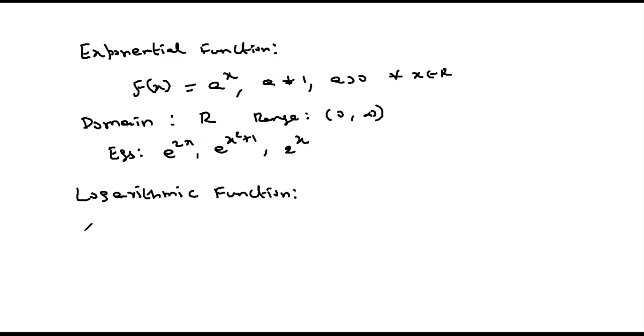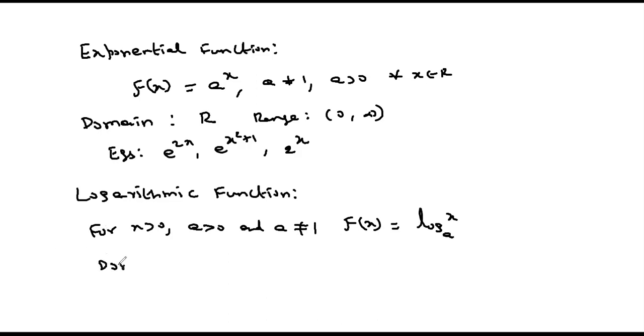Okay? Logarithmic function: for x greater than 0 and a greater than 0 and a not equal to 1, a function f of x is defined by f of x is equal to log to the base a of x. Log to the base a of x is called the logarithmic function. So here the domain is just the reverse of that. The domain here is 0 to infinity. We can input only positive numbers. But the range is all the real numbers. So here 0, 1 there, and 1, 0 here is the point on the graph.